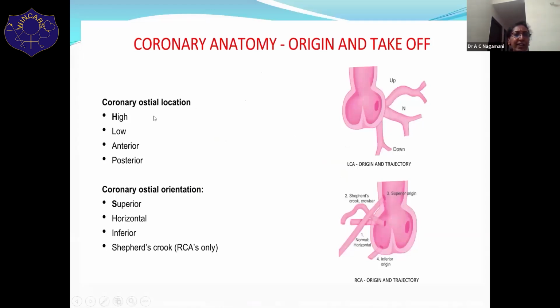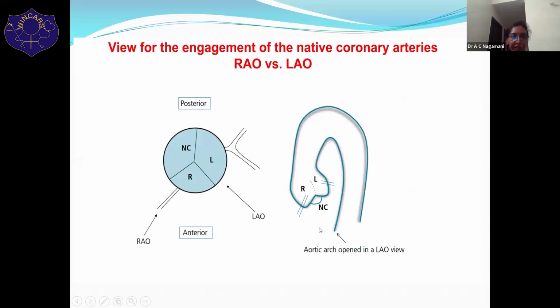But the ostia can have different locations. Ostia can have high, low, anterior or posterior locations. One should be aware of these normal variations. Even the orientation can be different, superior, horizontal, or inferior, as shown in these pictures. Only the RCA can have a shepherd's crook orientation, as you see in this picture. One should be aware of this.